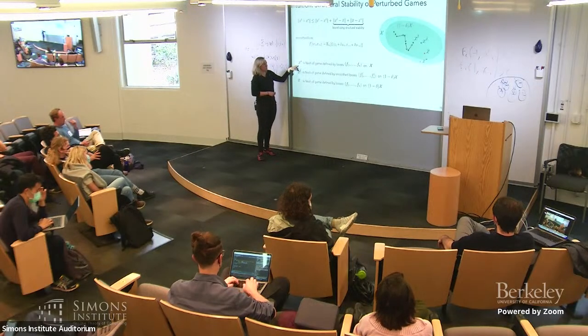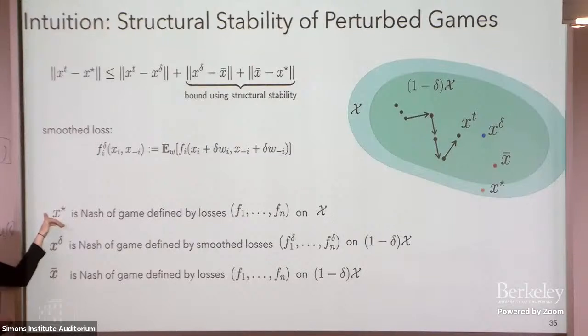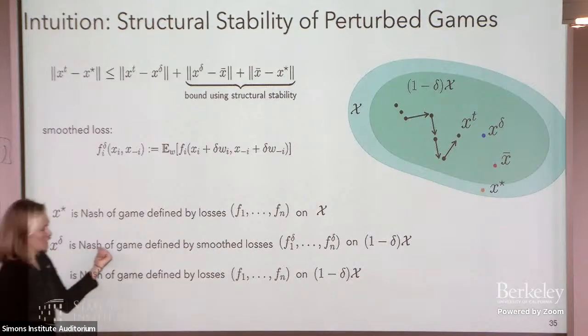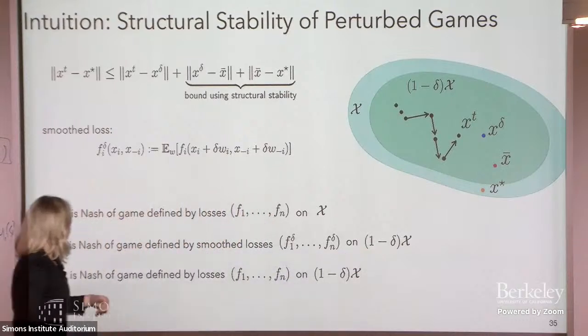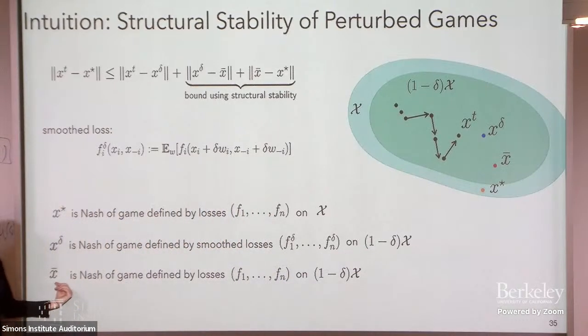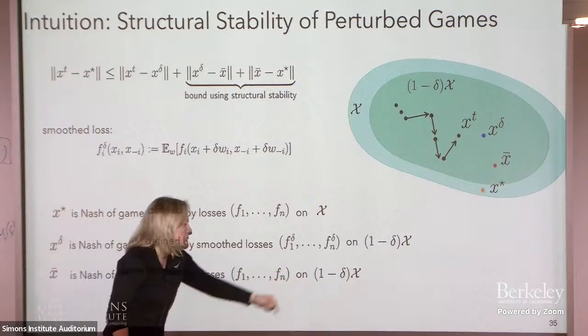So yeah, the way we do this is that it's kind of a trivial little thing here. Defining the original Nash equilibrium, the Nash equilibrium for the original game on the set that we care about. Then we define Nash of these auxiliary games. So one is of the smooth losses on the retracted set. And then one is of the original losses also on the retracted set.